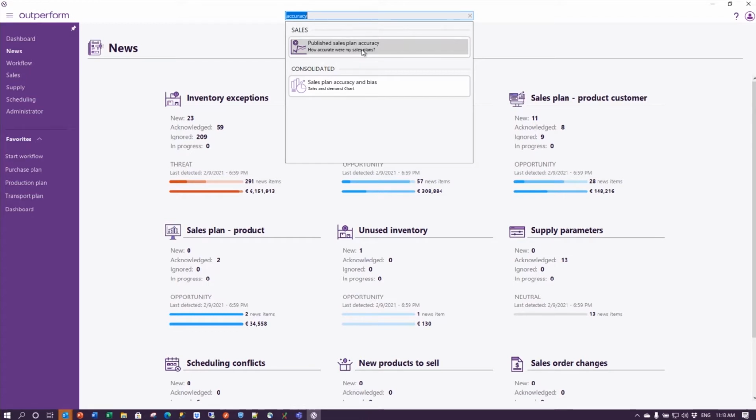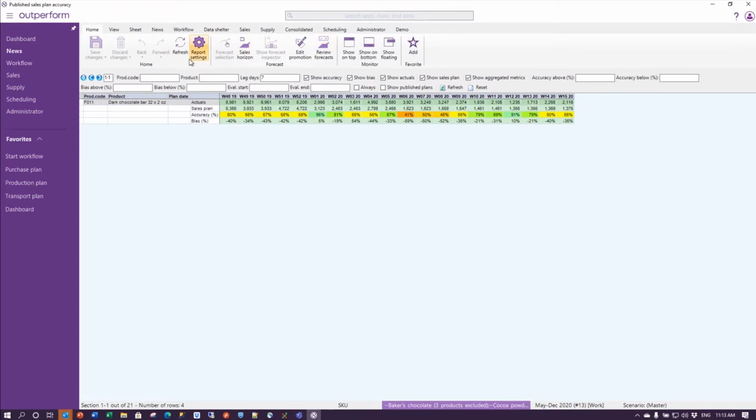Operations being the team that makes sure that the product, the right amount, is in the right warehouse at the right time. And then which ones of the sales plans are we going to measure the accuracy of? Well, again, that's the published sales plan towards what are we providing as input to operations. Now, I won't hold you in suspense much longer. If I open the report, then what am I seeing?